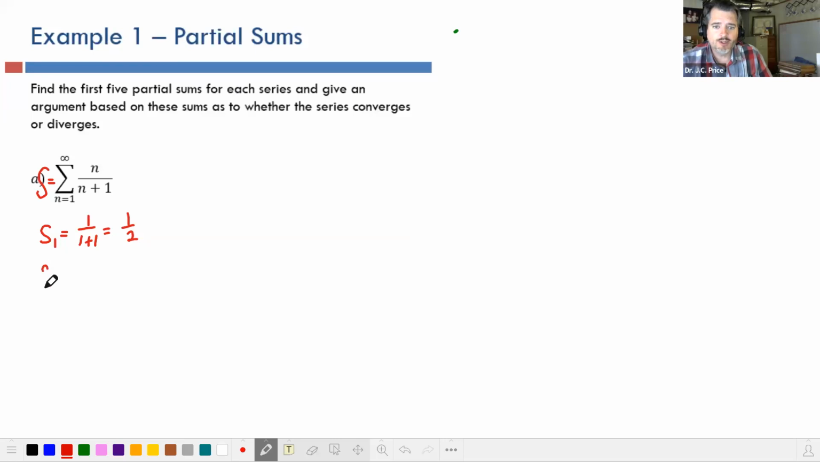And then S sub 2 is going to equal S sub 1 plus the next term. So you're going to have 1/2 plus, and the next term is when you plug in 2. You start this at 1, so you plug in 1, then you add what you get when you plug in 2. When you plug in 2, you get 2 divided by 2 plus 1, which is 3. And then you can add these together on a calculator to see what you get and math frac it.